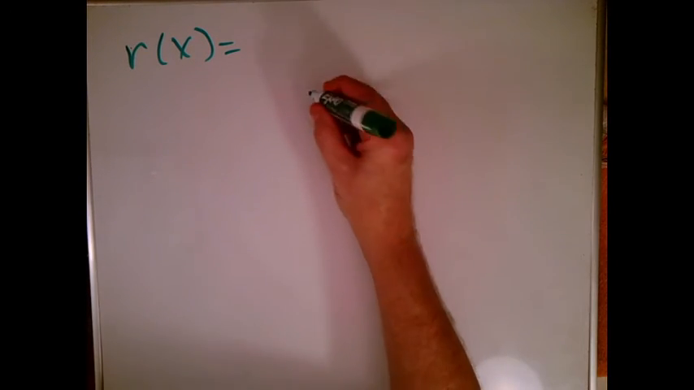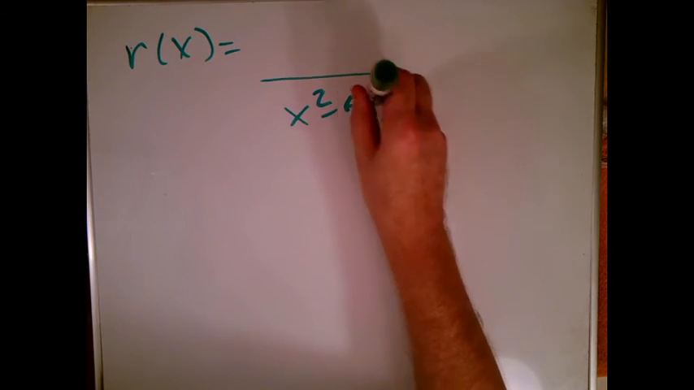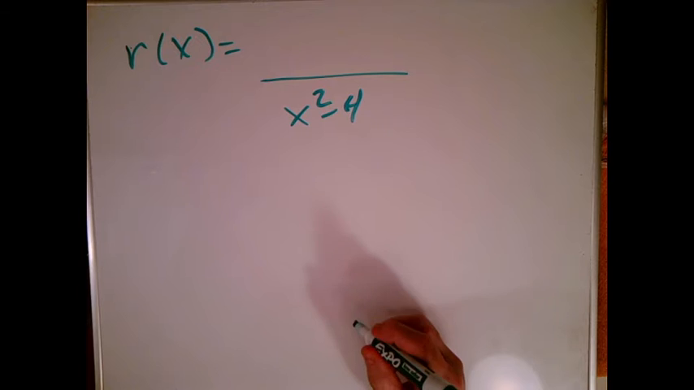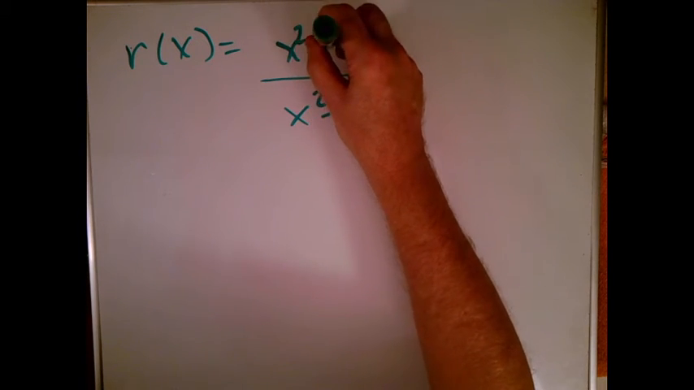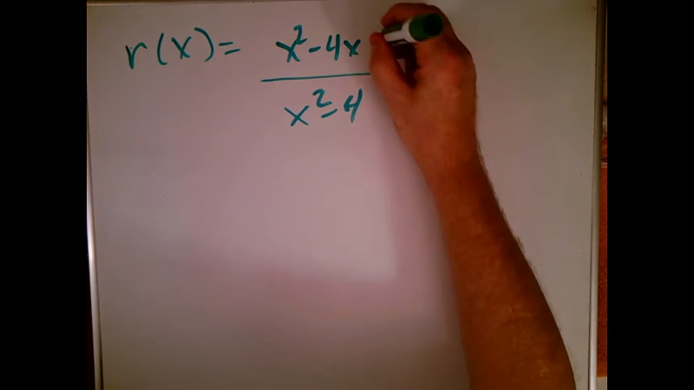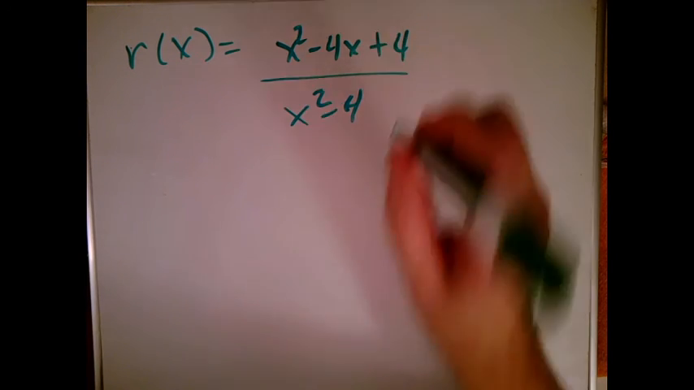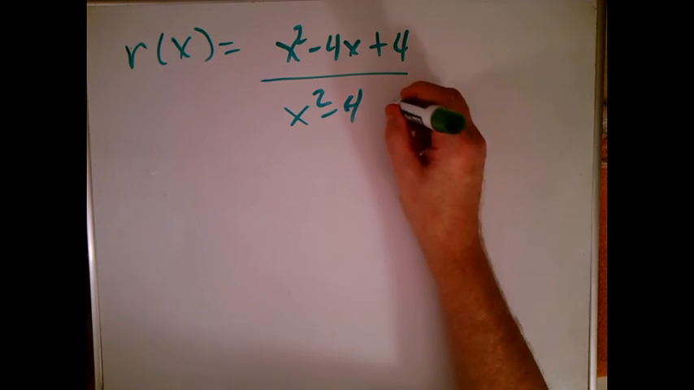I still want the bottom to be x squared minus 4. Let's see here. What do I want for the top? How about x squared minus 4x? Oh, heck with it. How about plus 4? We'll do that. Now normally if we're looking for asymptotes, we would set the bottom equal to 0.